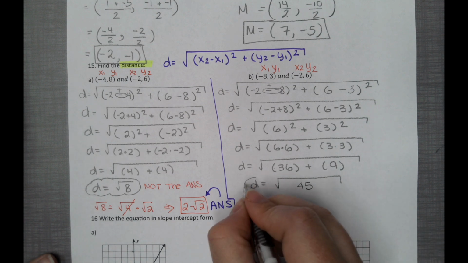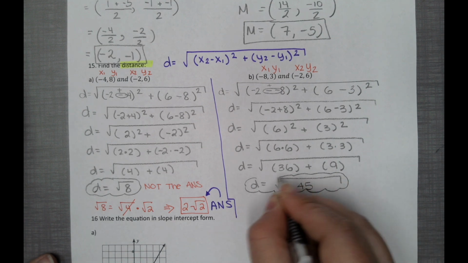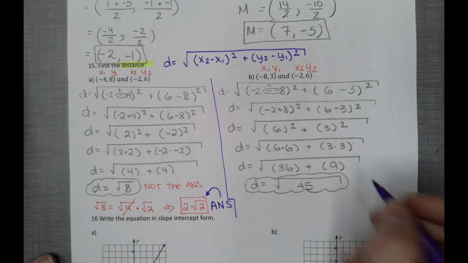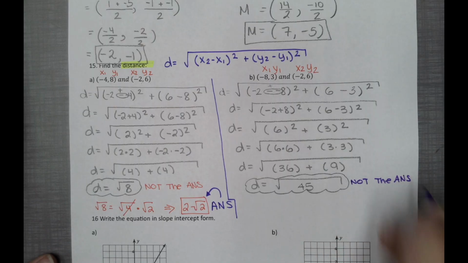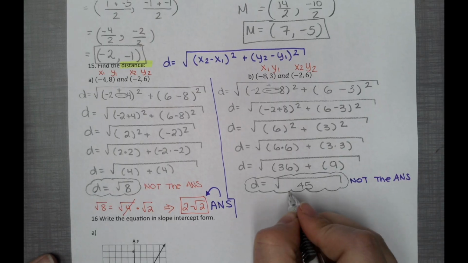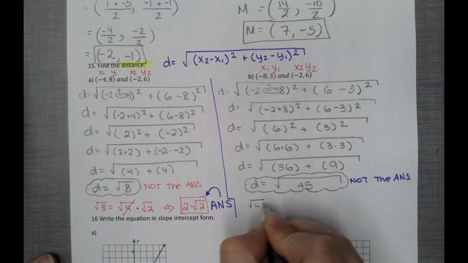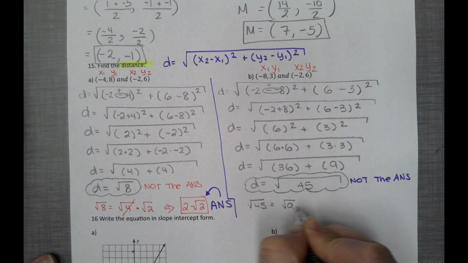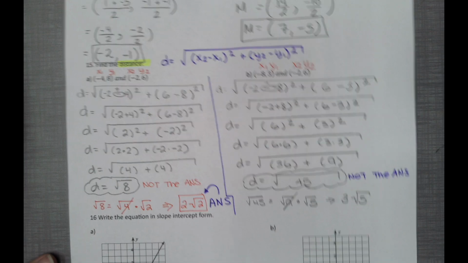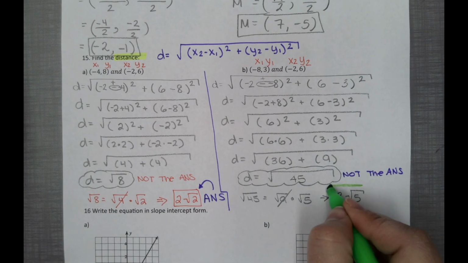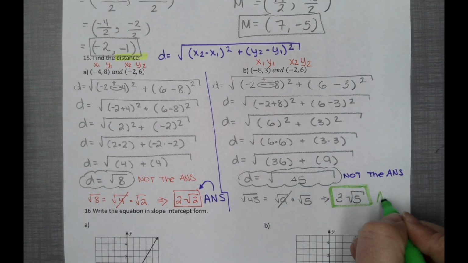Again, this is not your answer, so I'm going to put it in a thinking bubble. We do need to see if we can split this up, which we can. So we're going to say the square root of 45 is equal to the square root of 9 times the square root of 5. And we can simplify the square root of 9 to 3. So our actual answer is going to be 3 times the square root of 5. This is your answer.